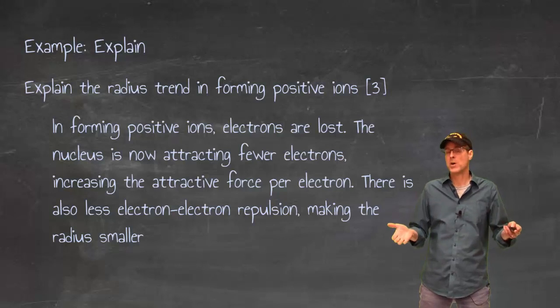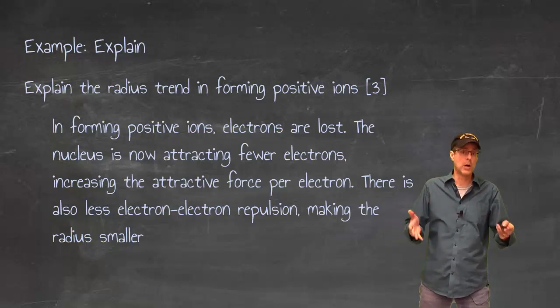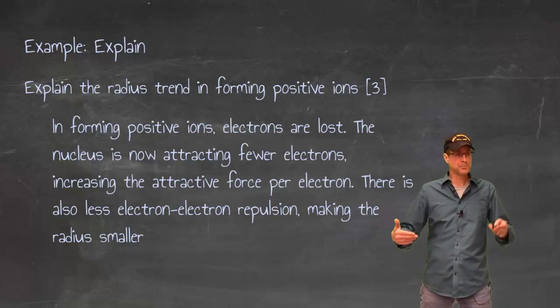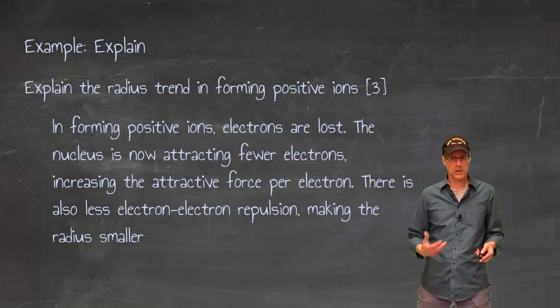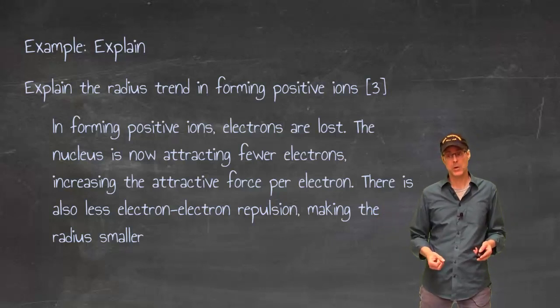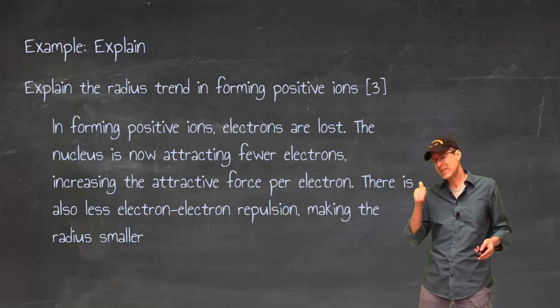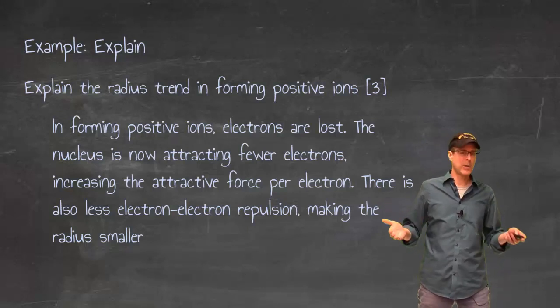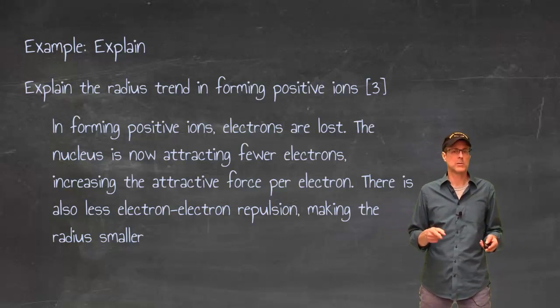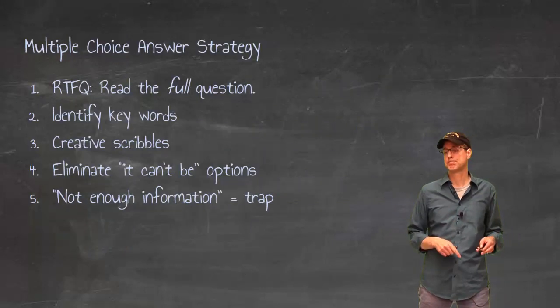And yes, in the case of positive ions, most often we've also lost an outer energy level, which automatically makes that ion a little bit smaller. Having said that, because I've shown you this, I wouldn't ask that particular question, but there are other ones I could ask.